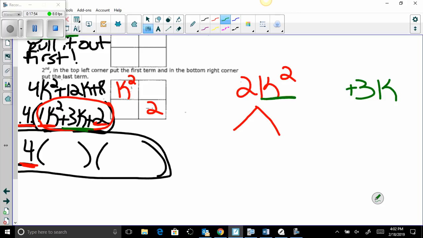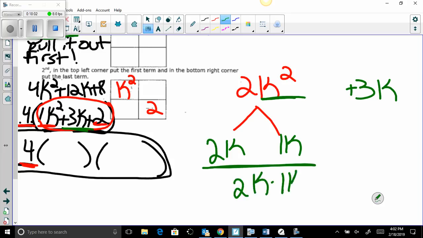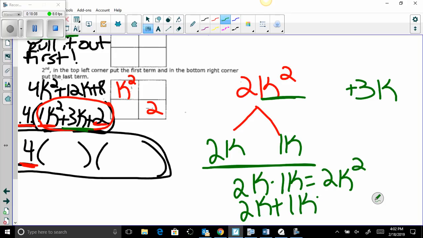So if there's 2 k's, each one gets a k. What are the factors of 2? Only 2 and 1. Do these multiply to give me 2k squared? They sure do. Do they add to give me 3k? They sure do. So I found my factors. Doesn't matter which one you put where.